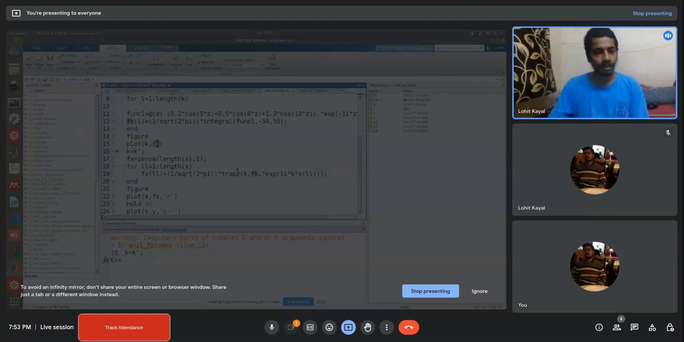The idea is the same. I am just using integration, and for a single value of x I need to have a point on the xy plane. That's why I am using it inside a loop. ll is my index, indicating the loop. I am doing the integration with respect to k. You can see k comma fk e to the power i k x of ll. That means for each value of x I get a value on the xy plane. Finally I have plotted. This is my result after inverse Fourier transform, and this is my original plot. Now let's see if it is working.